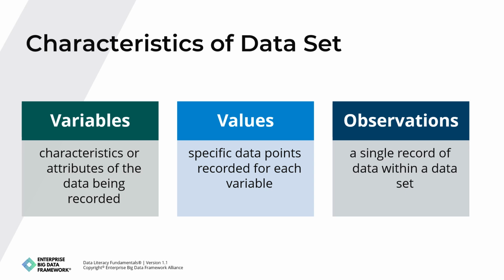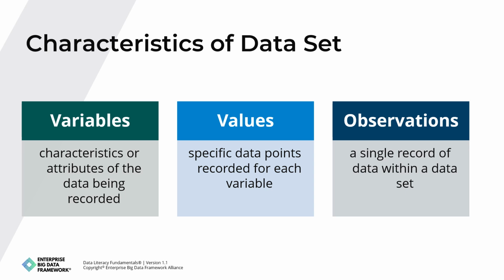Any data set will include at least the following three characteristics displayed on the screen. The first one, variables, are the characteristics or attributes of the data being recorded. For example, in a data set of customer information, variables might include name, age, address, and purchase history. Next are values. They are the specific data points recorded for each variable. For example, in the case of the customer name variable, the values might be Donald Duck or Mickey Mouse.